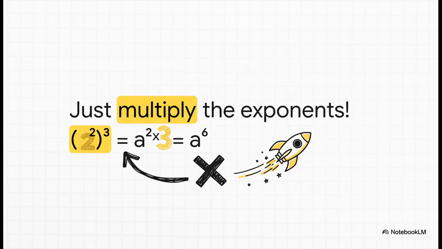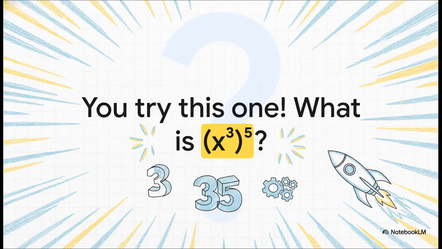But there's an even faster way. Take a look at those two exponents, the 2 and the 3. What's 2 times 3? It's 6, and that's our second shortcut. When you have a power raised to another power like this, you just multiply the exponents. It's a super fast way to get to the answer. All right, your turn again. What would you get for x cubed to the power of 5?